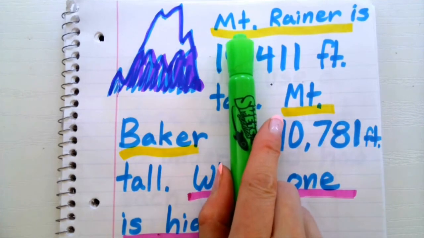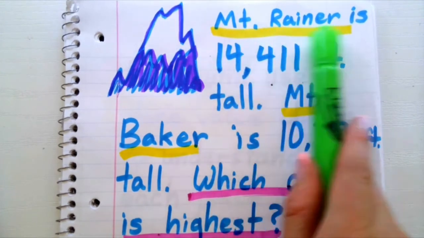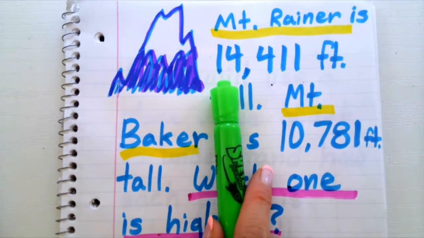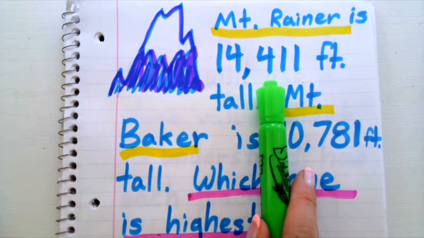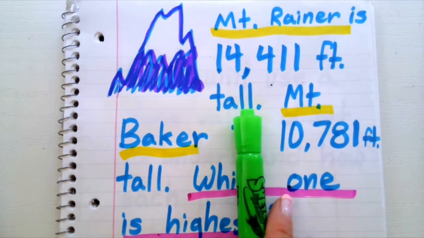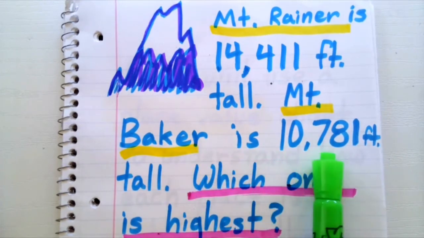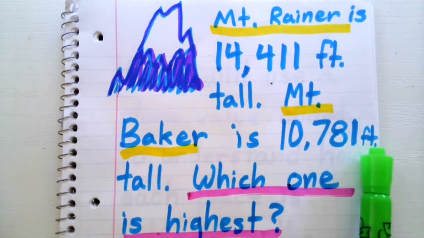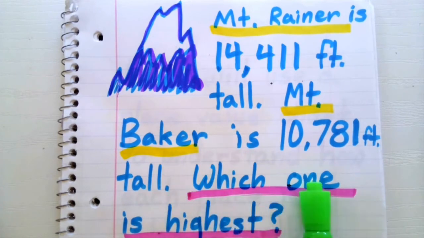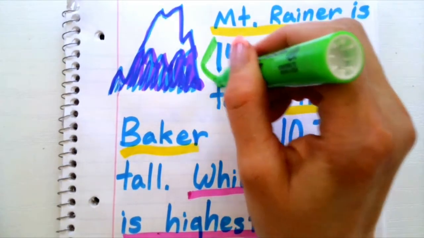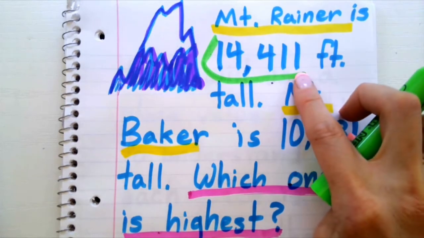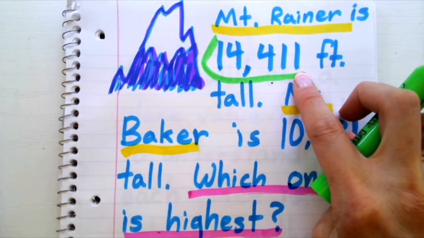Ready? Begin. Mount Rainier is 14,411 feet tall. Mount Baker is 10,781 feet tall. Which one is highest? What are the two numbers that we're comparing here? This number here, 14,411, what is that representing?